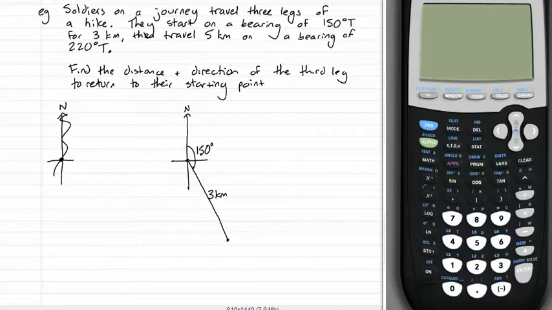Now they change direction when they get to here. If you change direction, stop and put in another compass rose, because we'll need this compass rose to draw a reasonable diagram of this next bearing. And the next bearing is 220 degrees true, and 5 kilometers.